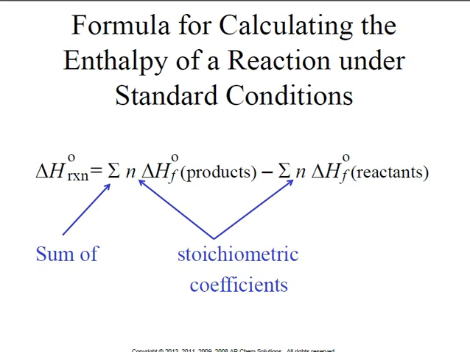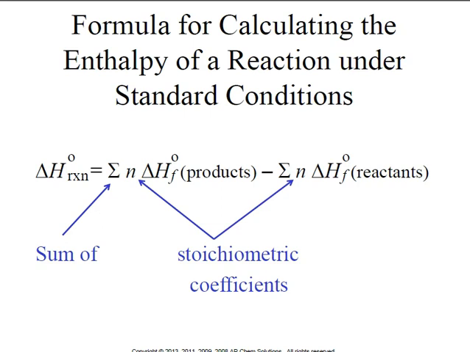We're going to take the HF values of the products and add those together, and subtract the HF values of the reactants, and that will give us the delta H value for the entire reaction. We need to keep in mind that we have to use our coefficients when we use this equation.